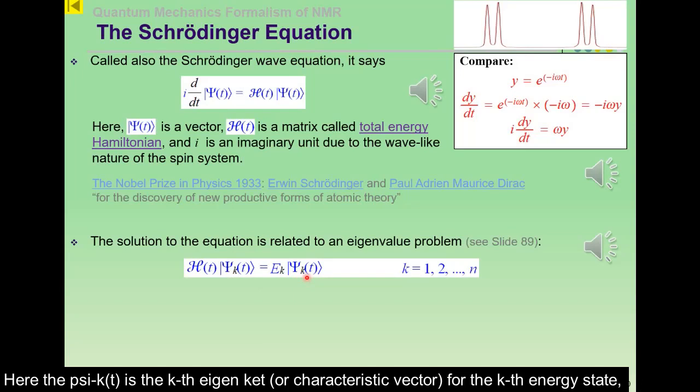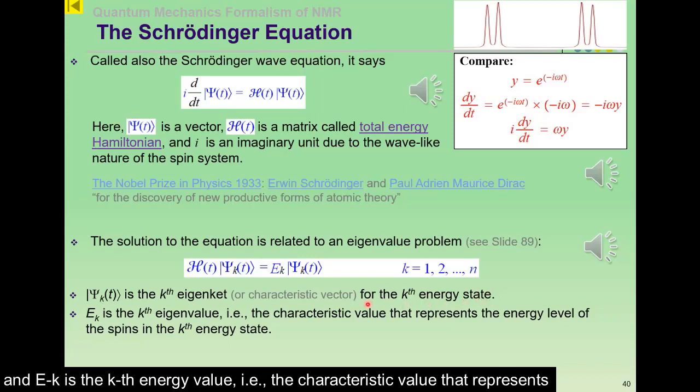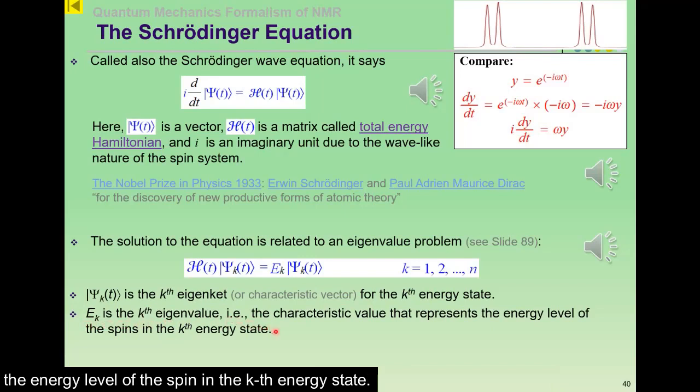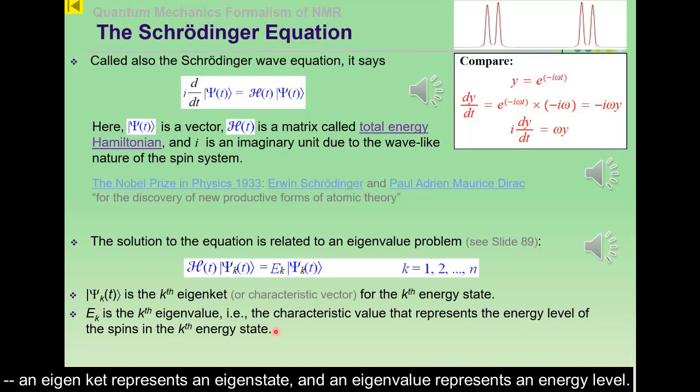Here, psi-kt is the kth eigenket, a characteristic vector, for the kth energy state. And Ek is the kth energy value, i.e., the characteristic value that represents the energy level of the spins in the kth energy state. Finally, everything is linked to the knowledge we have learned before. An eigenket represents an eigenstate, and an eigenvalue represents an energy level.